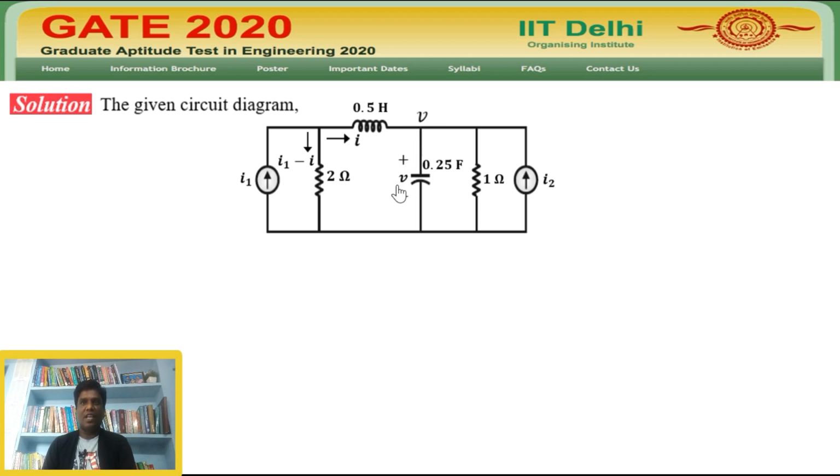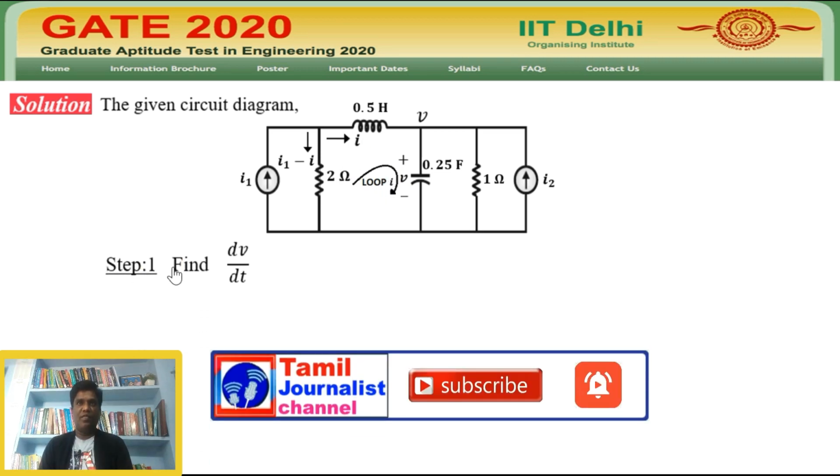Now we can assign the node name V over here, by reference to the given voltage drop across the capacitor, which is V. This will help us find dV by dt by applying KCL at the circuit node. Next, we can assign the loop current I over this closed loop by reference to the given current through the inductor, which is I. This will help us find dI by dt by applying KVL over this closed loop circuit.